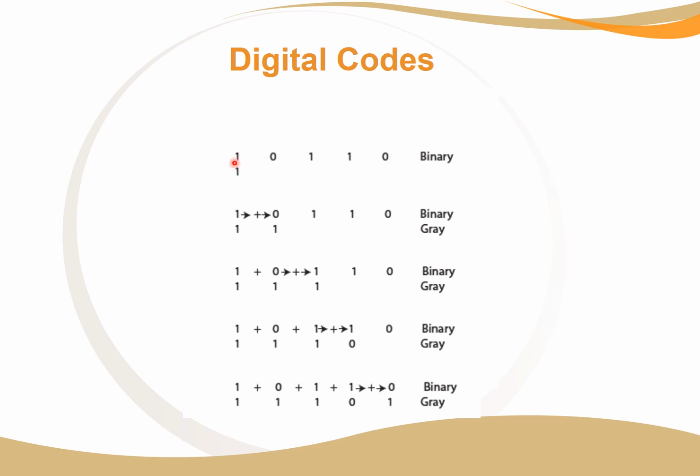10110. So the most significant bit is the same. For binary we add 1 plus 0, which is 1. So we write 1, which is the next bit. The next bit, 0 plus 1, which is 1.